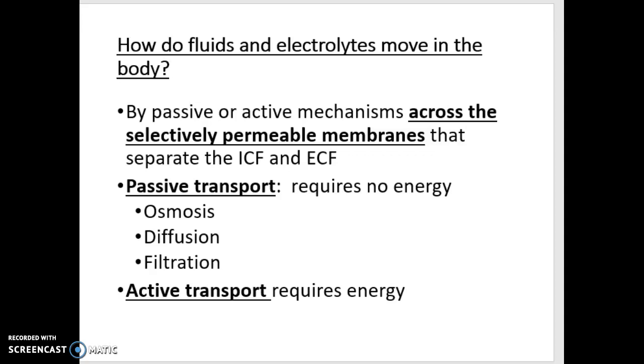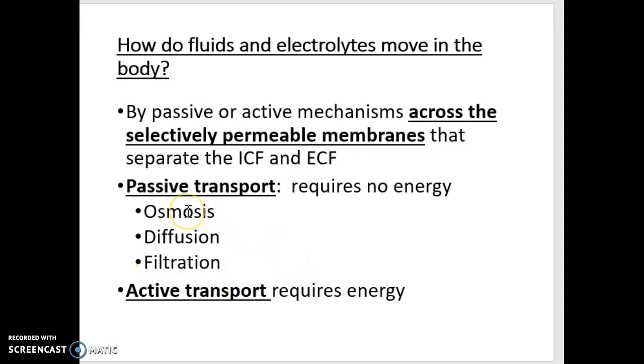So for passive transport, you have to almost think of it like the ocean and waterfalls, right? They just kind of happen automatically. So they require no actual energy. Nobody's making it happen. Mother Nature's making it happen. But what I mean by that is in osmosis, diffusion, and filtration, Mother Nature is making those things happen as well.